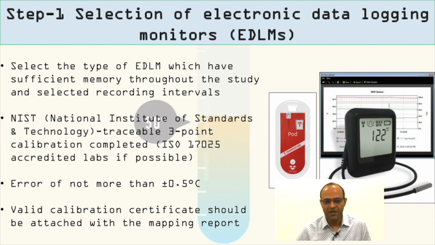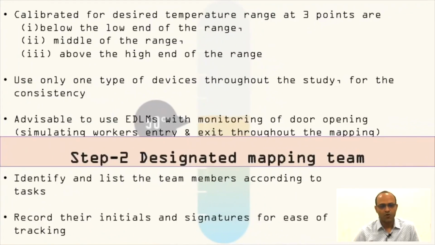For example, here in the picture, this is a contact type and a non-contact type data logger, and here at the back end, this is the report which is generated by the electronic data logging monitors.